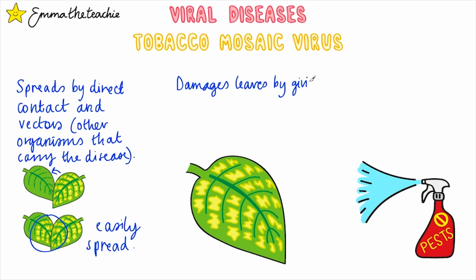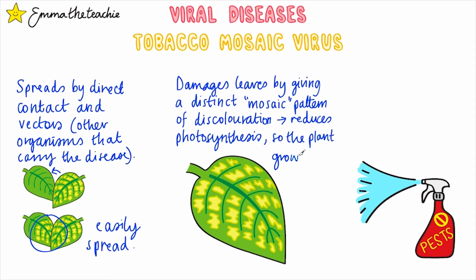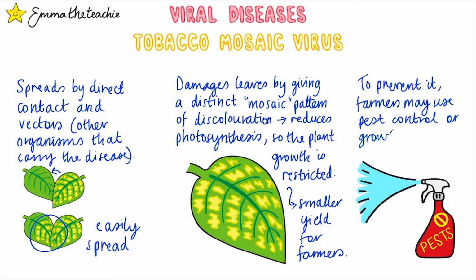TMV damages leaves by giving them a distinct mosaic pattern of discoloration. You can see this here. This reduces photosynthesis, so the plant growth is really restricted, and therefore farmers will get a smaller yield for their crops. To reduce the spread, farmers can use some form of pest control, and they may grow TMV-resistant crops.